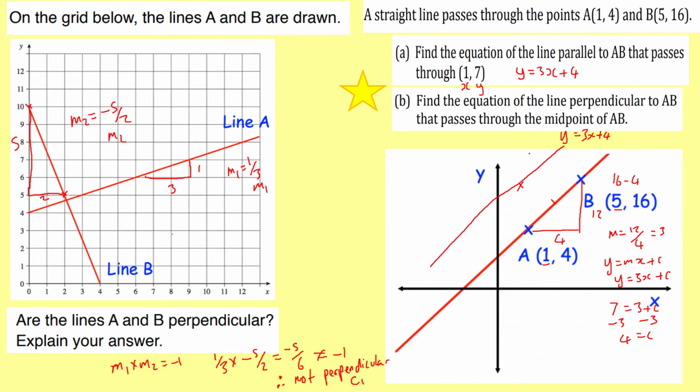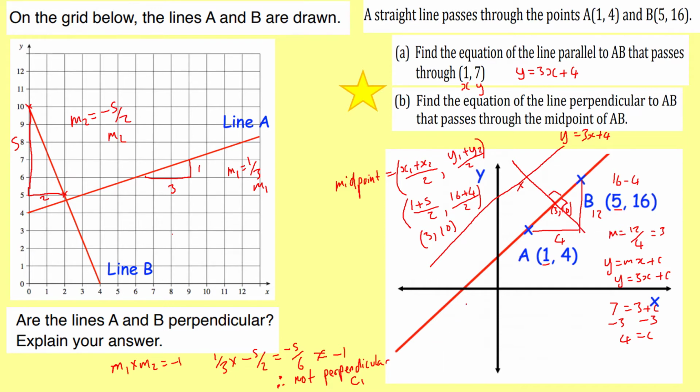Now this is why I say it's grade 8, because first step is go through the midpoint of AB. So use the midpoint formula: x1 plus x2 divided by 2, y1 plus y2 divided by 2. So that's going to be 1 plus 5 over 2 and 16 plus 4 over 2. You can jump a step on this. That coordinate is 3, 10. So let's write 3, 10 here, and then we want the line that's perpendicular to that.